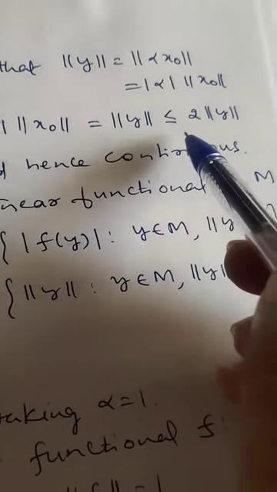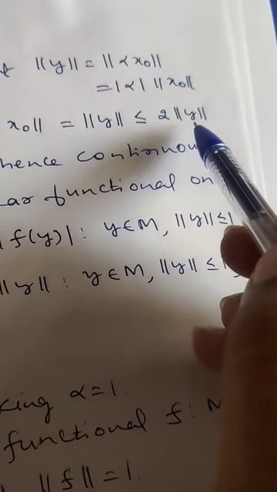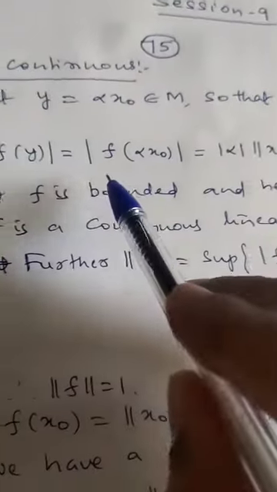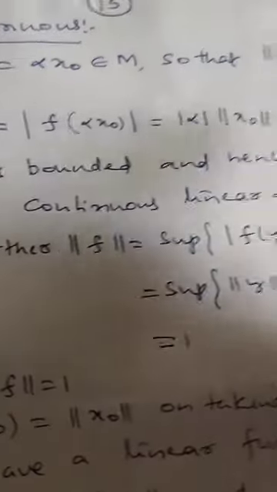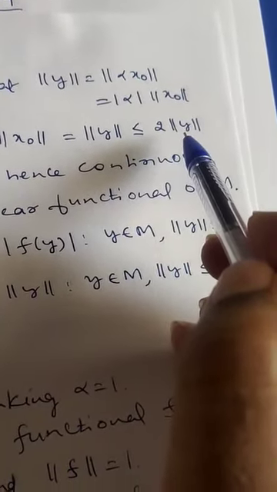But norm of y is less than or equal to 2 times norm of y, and definitely this is a fixed thing. So therefore mod of f of y is less than or equal to 2 times norm of y. What does that mean?